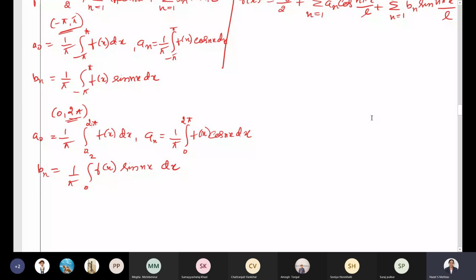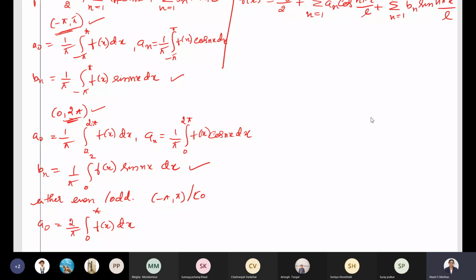Okay, this is for the general period when the function is neither even nor odd, in 0, 2 pi and minus pi, pi. Suppose they are either even or odd, what happens then? Only one case you will have. A naught, whether the interval is 0, 2 pi or minus pi, pi, will be 2 by pi integral 0 to pi f of x dx. Whether it is minus pi, pi or 0, 2 pi, when the function is even or odd, this is the formula.